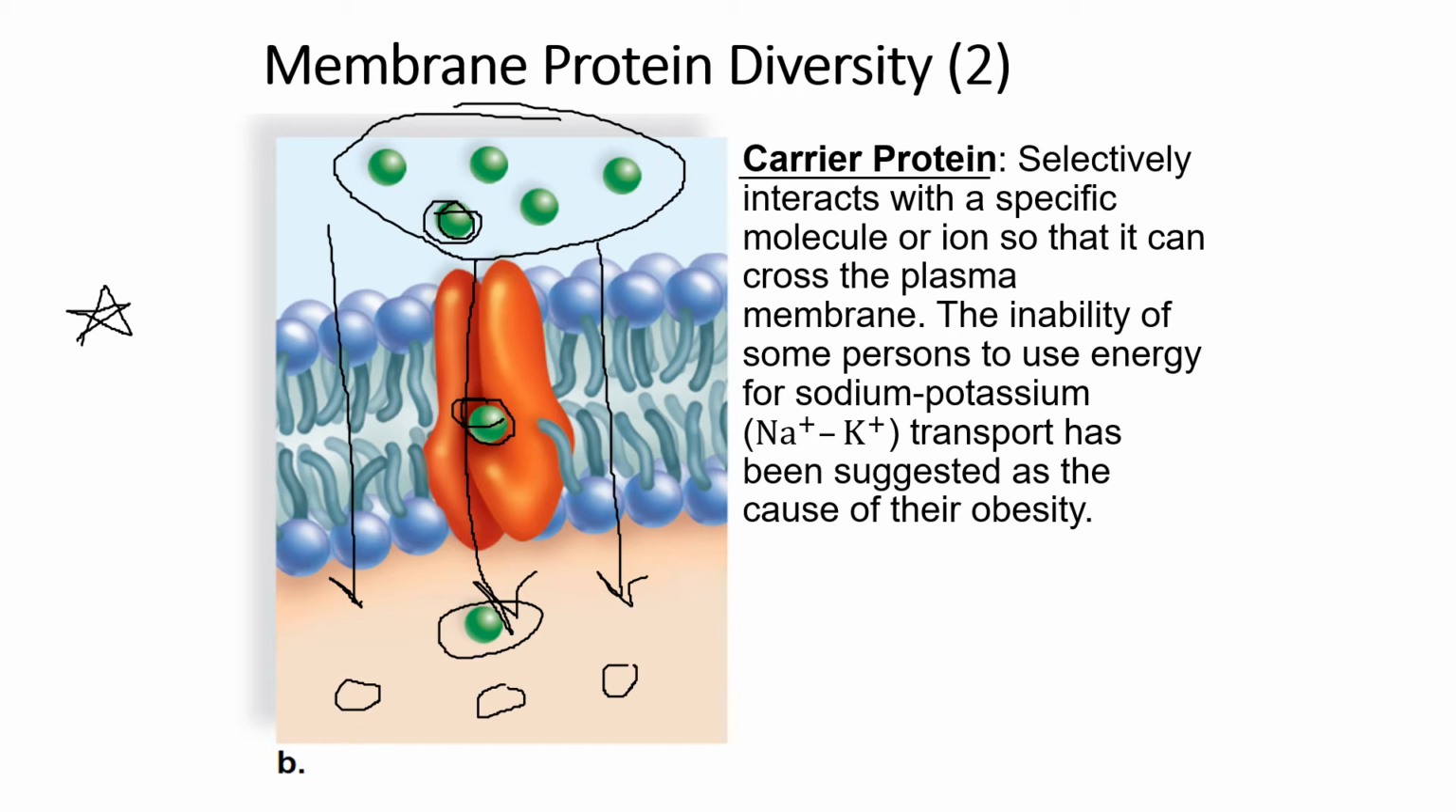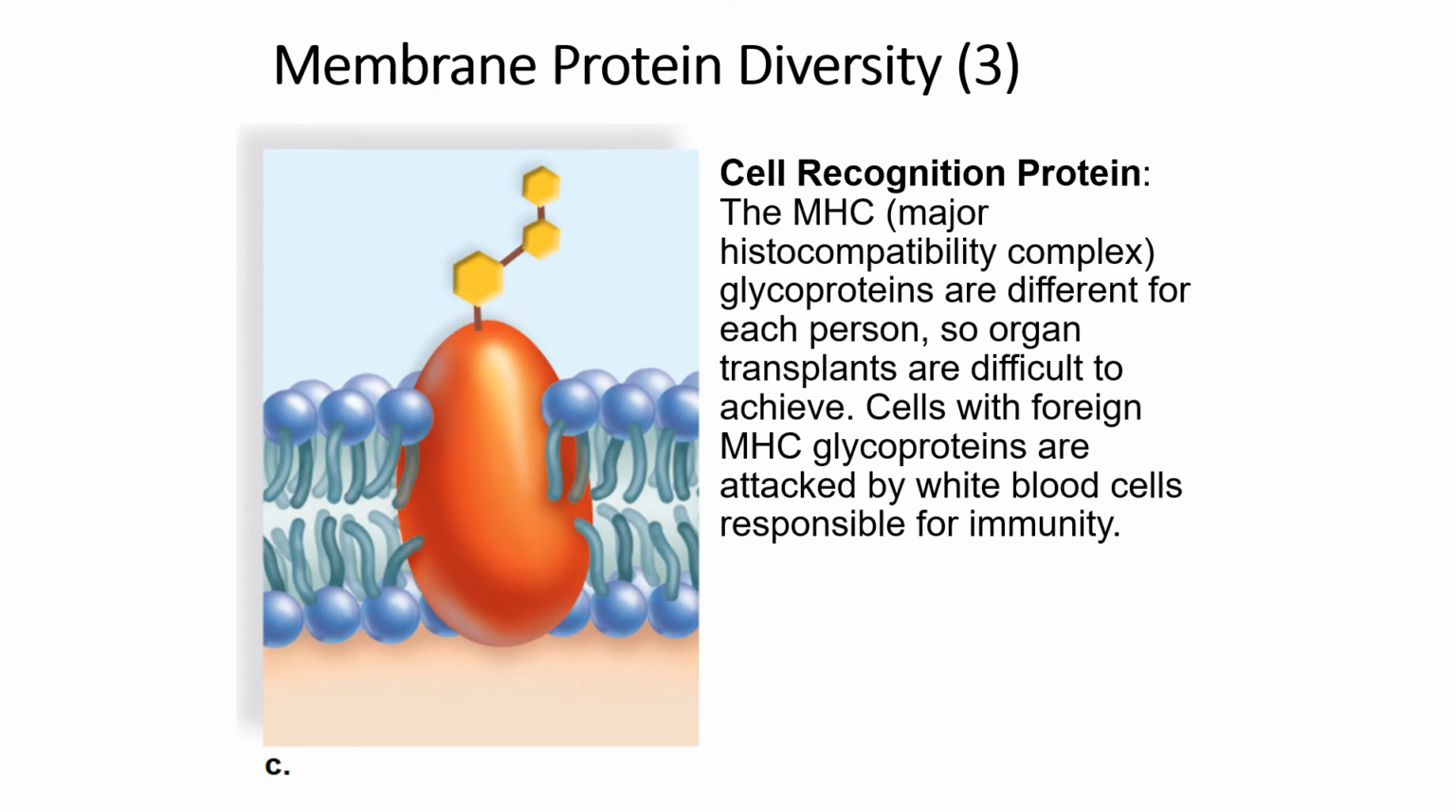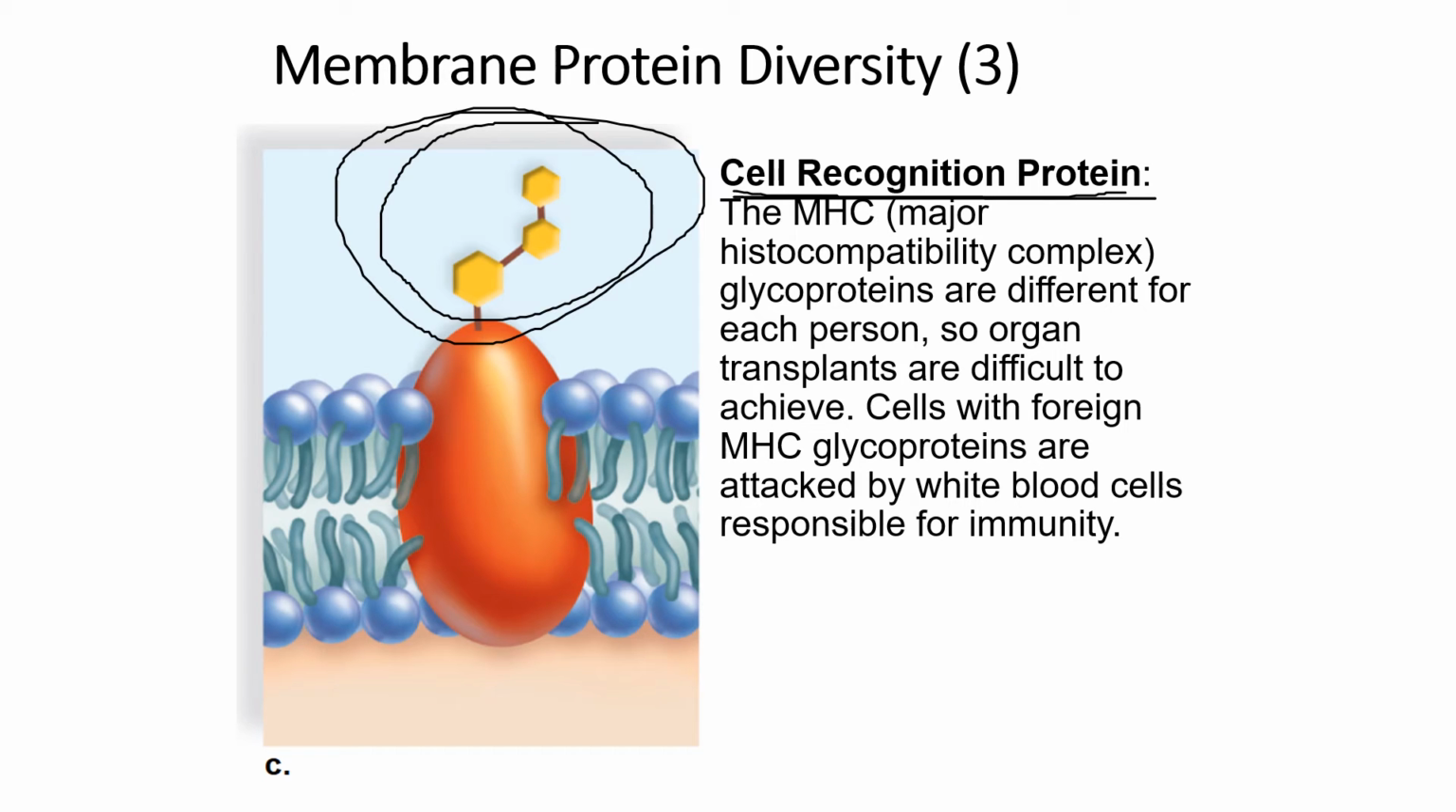So know your difference between channel and carrier. Again, channel proteins are really passive. They are holes in the membrane or tunnels in the membrane that allow passage. Carrier proteins are a little bit more interactive. They will physically grab onto their cargo and move it across the membrane. All right, cell recognition proteins, those are those identifiers I talked about, hence the glycomodification. And they're just like a driver's license or something like that.